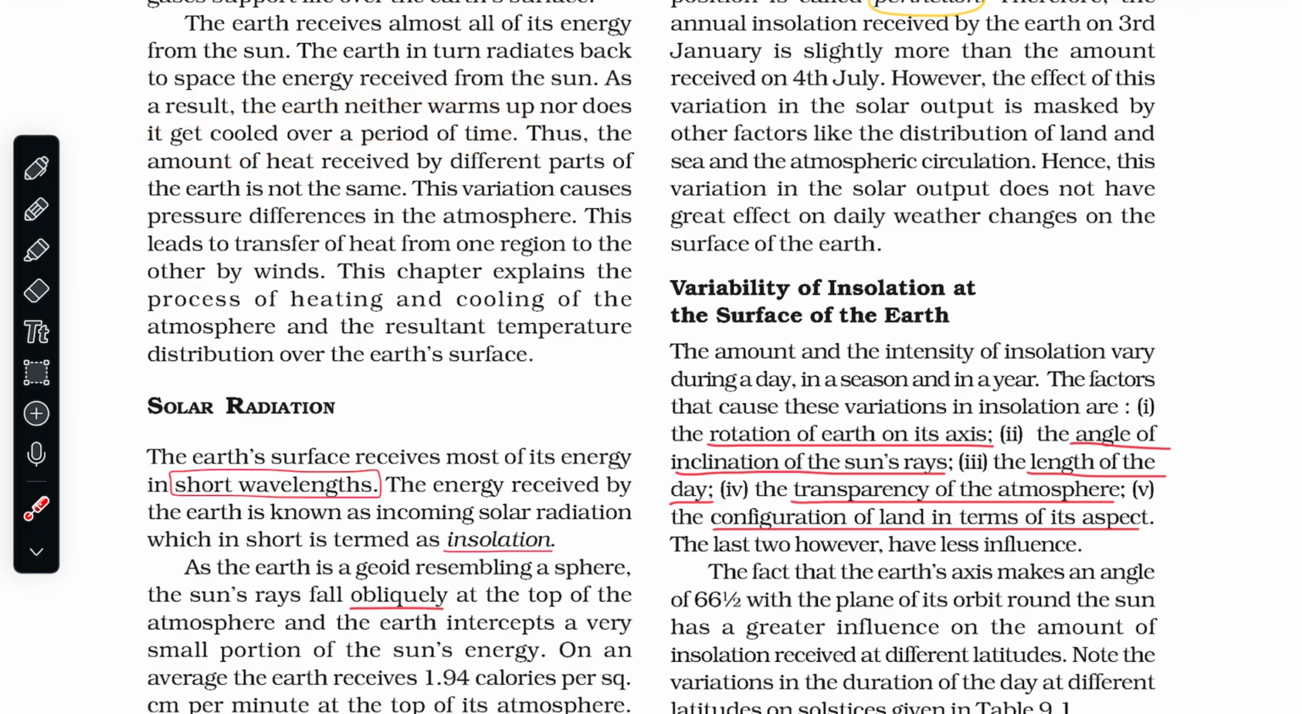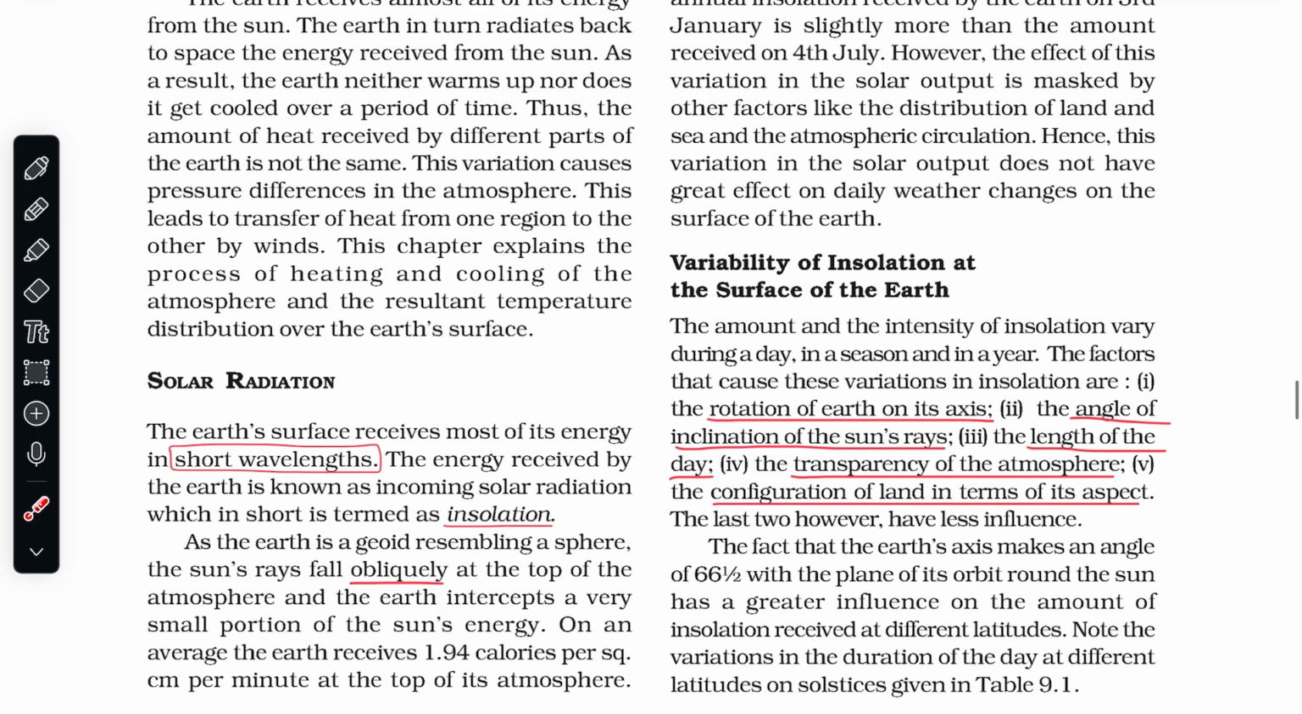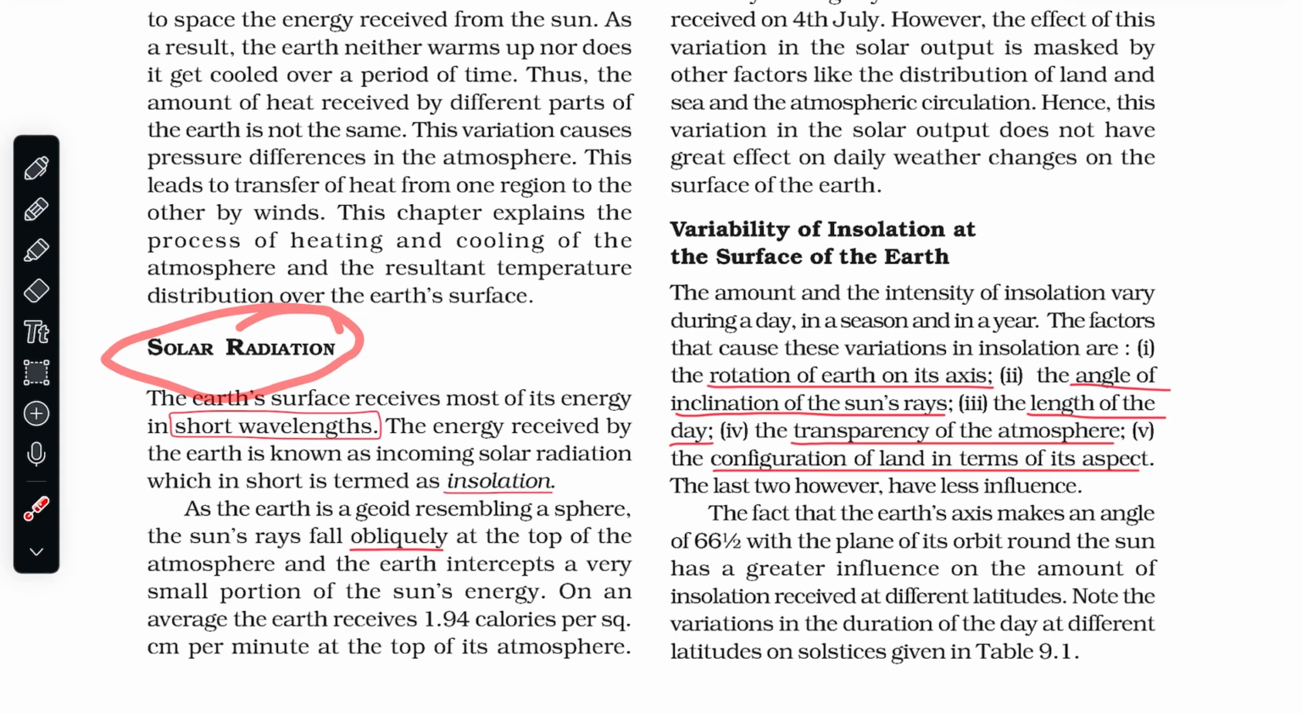Thus, the amount of heat received by different parts of the Earth is not the same. This variation causes pressure differences in the atmosphere. This leads to transfer of heat from one region to the other by winds. So, the solar radiation. The Earth's surface receives most of its energy in short wavelengths.